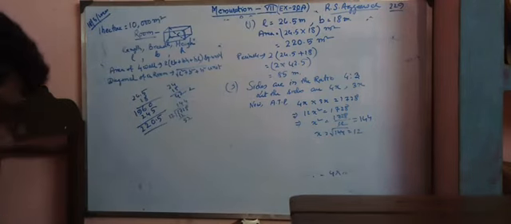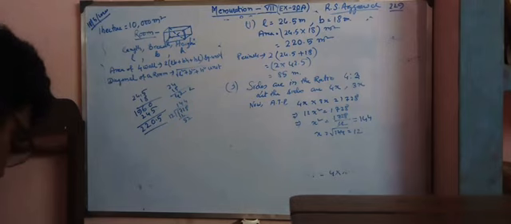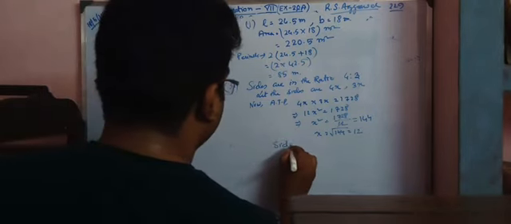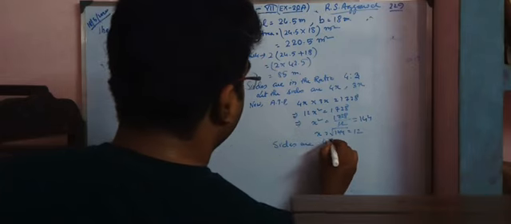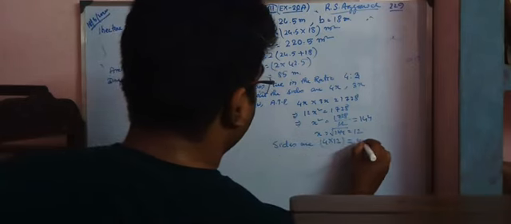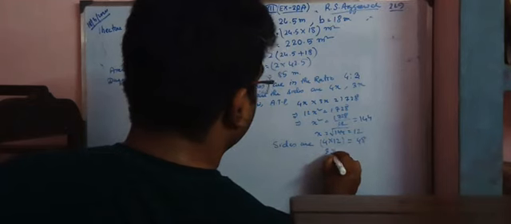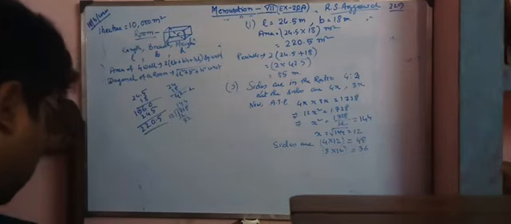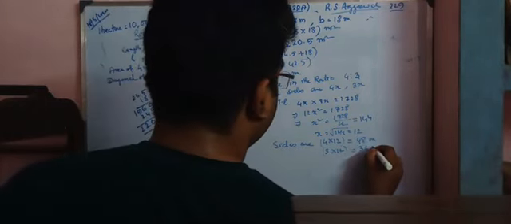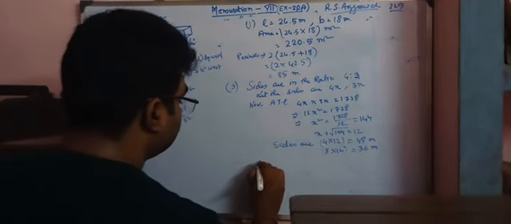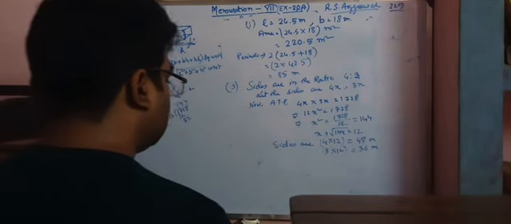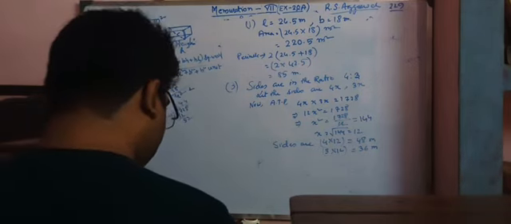So my sides are 4 into 12, 48, and 3 into 12, 36 meter, obviously, because the area is in meter. So my perimeter is, we have to apply the formula of perimeter.